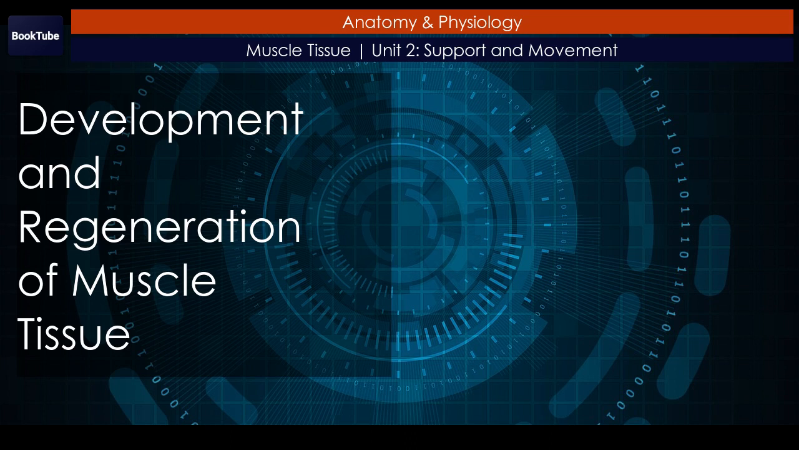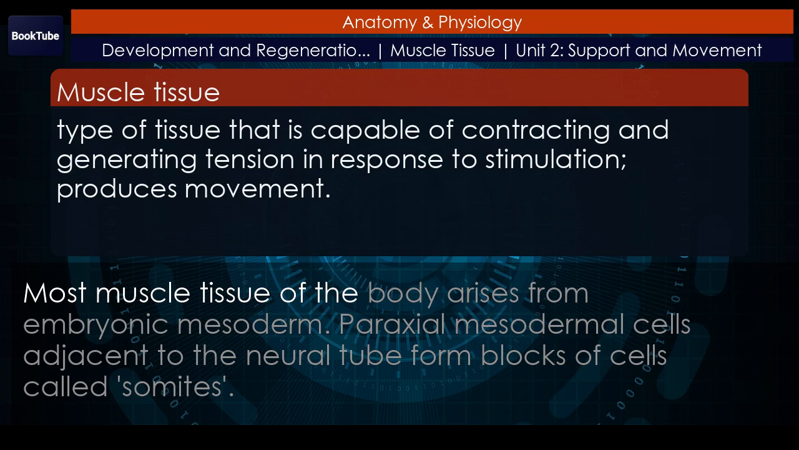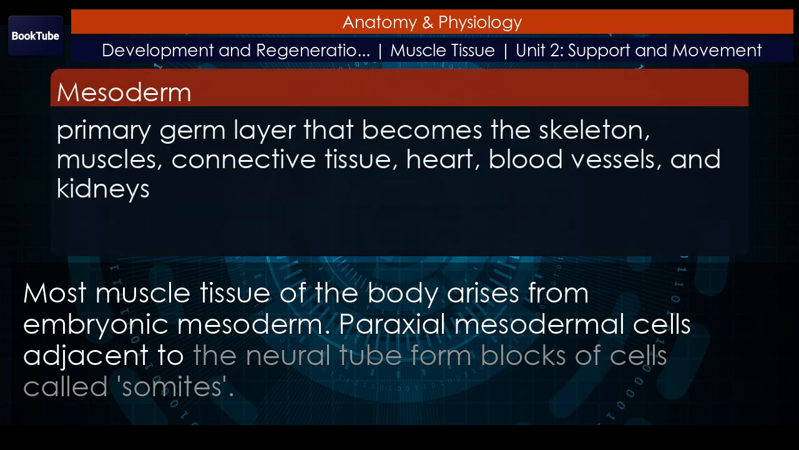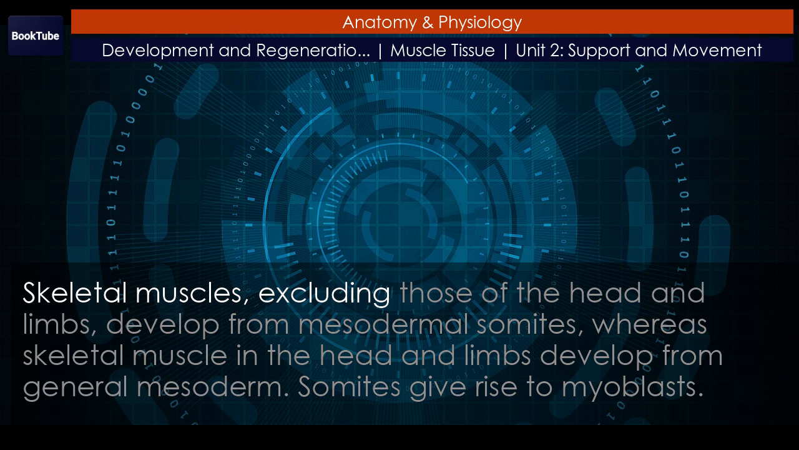Development and regeneration of muscle tissue. Most muscle tissue of the body arises from embryonic mesoderm. Paraxial mesodermal cells adjacent to the neural tube form blocks of cells called somites. Skeletal muscles, excluding those of the head and limbs, develop from mesodermal somites, whereas skeletal muscle in the head and limbs develop from general mesoderm.